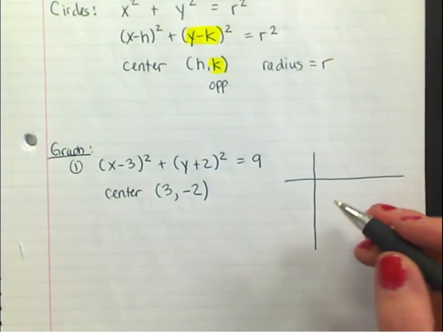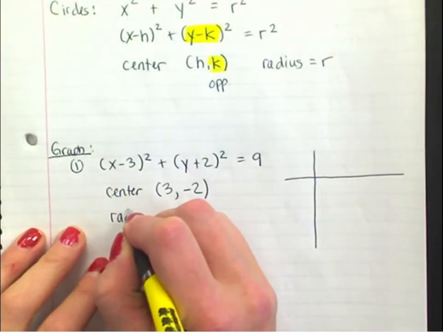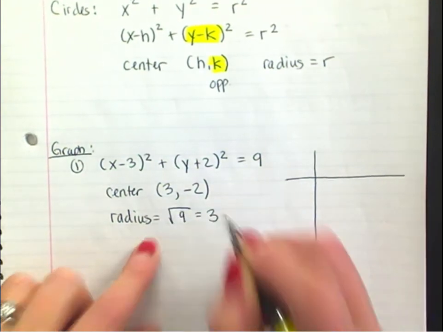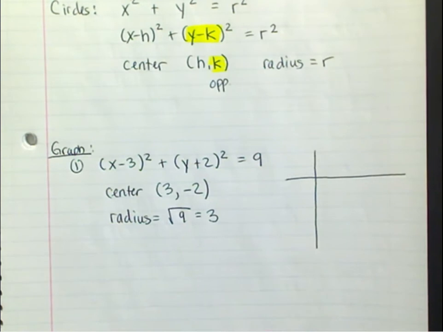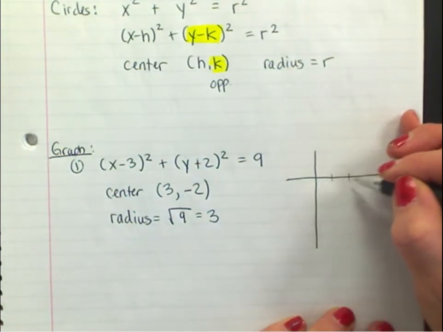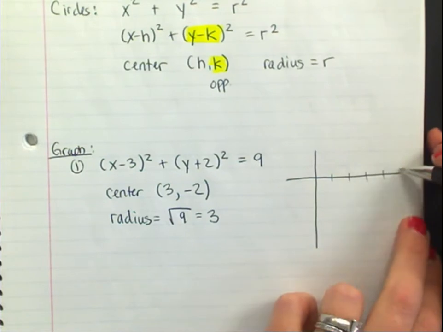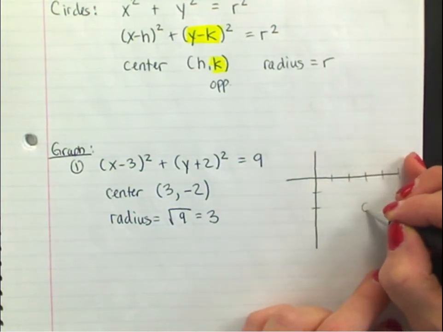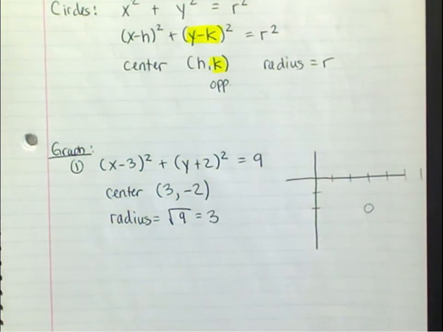Okay, so radius is square root of 9. Notice the formula has r squared, so if I want the radius, I have to square root that number. Okay, so let's put it on the graph. 1, 2, 3, 4, 5, 6. You can just label your coordinates. But I am going to put the center as an open circle. It's not actually part of the graph. It's just the center of the graph. It's not a real point.